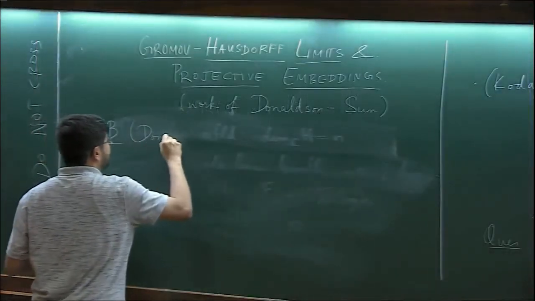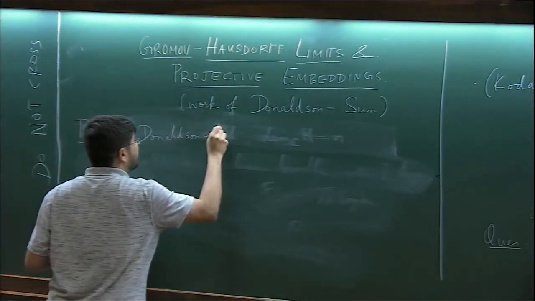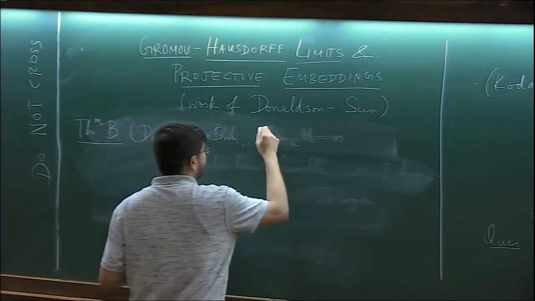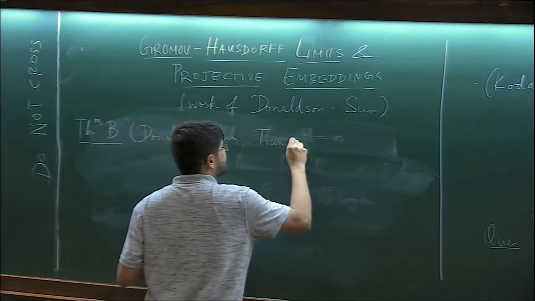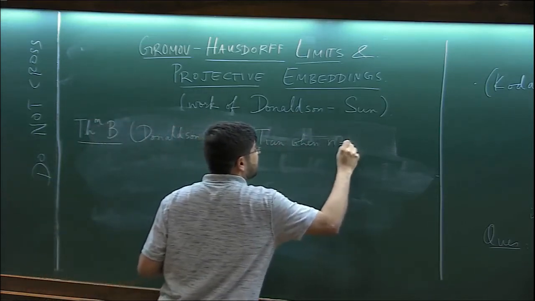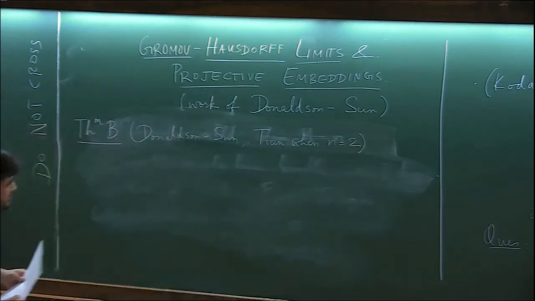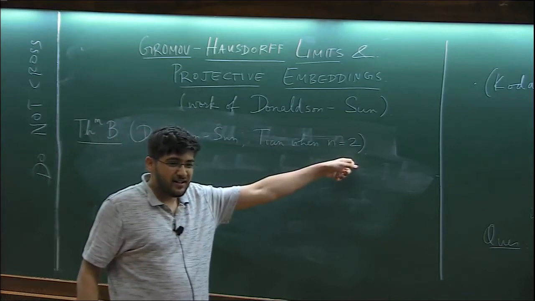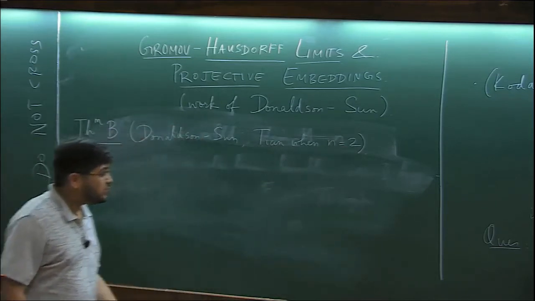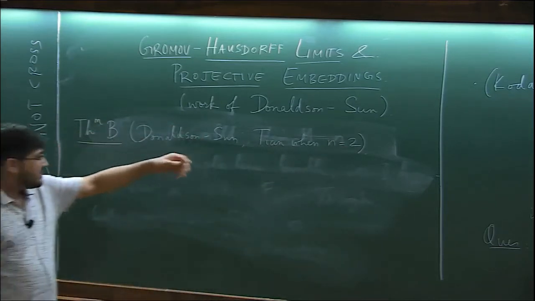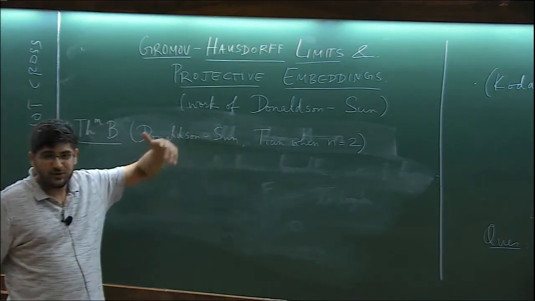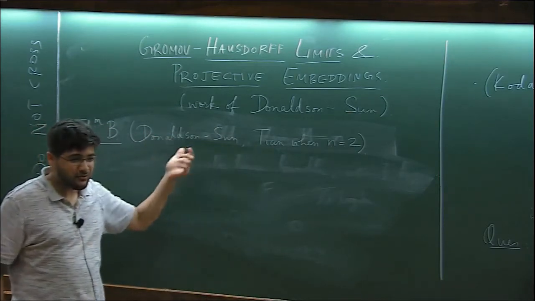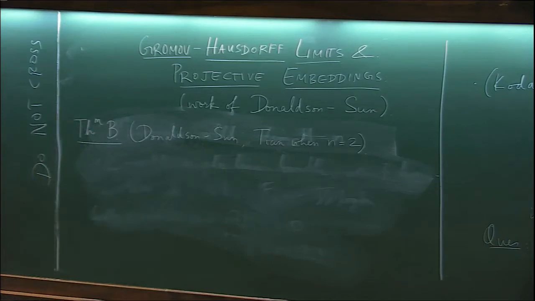So again, this is due to Donaldson-Sun and then Tian when n is 2. So maybe this time I'll indicate why it's slightly an easier problem when n is 2. And I mean, this was sort of the central problem in the field for about 20 years before it was finally resolved.